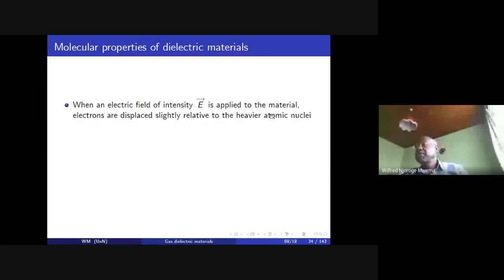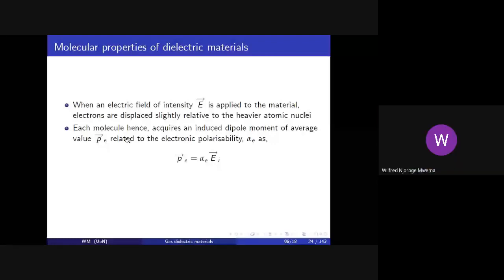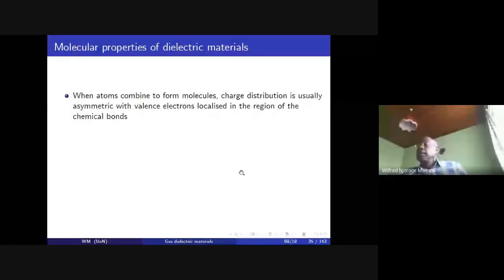So when an electric field of intensity E is applied, the electrons are displaced slightly with respect to the heavier atomic nuclei, and therefore each molecule will acquire an induced dipole moment of average value P_E, related to the electronic polarizability, which we give the symbol alpha E, as P_E equal to alpha E times E.